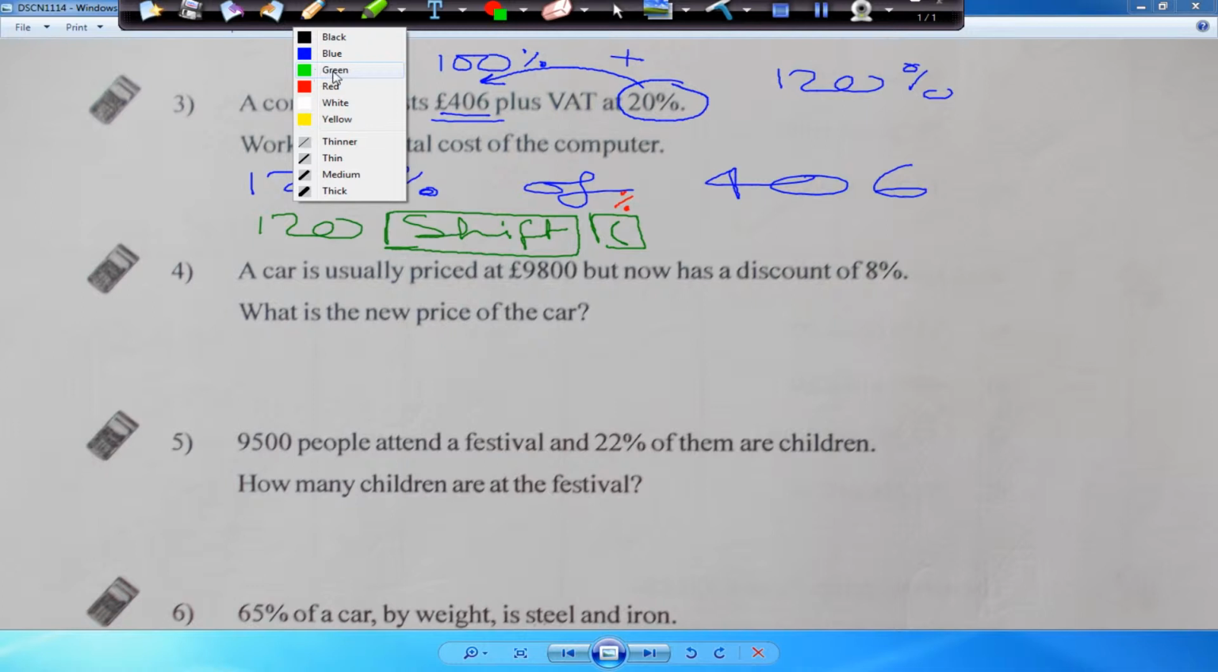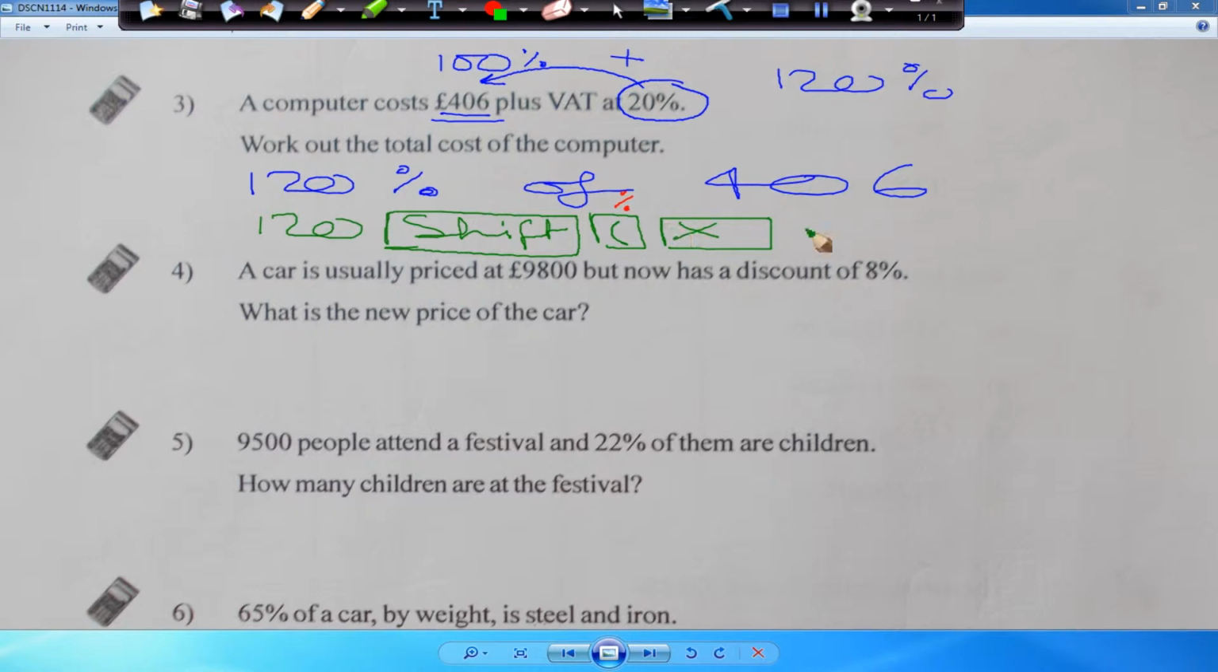The next part is going to be times. I've got the times sign. Percentage is here. Then times, and then we have 406, the actual values that we have in the question. And that gives us an answer of 487.2. Now, because it's decimal money, it is better that we put an extra 0 in there. Put the pounds on front. The 0 there gives it a proper decimal money look. Okay, that one's done.